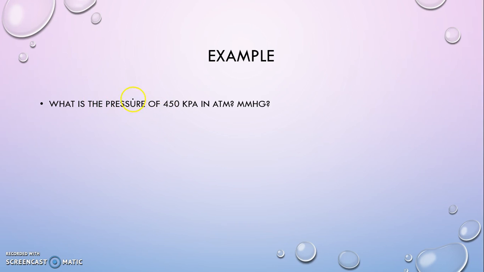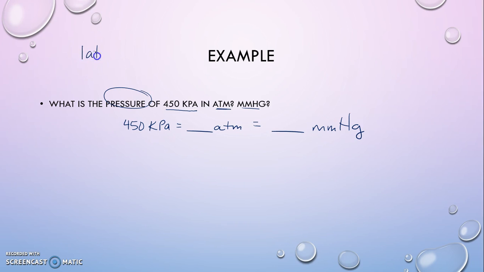It says, what is the pressure of 450 kilopascals in atm? So we need to go from 450 kPa to atm, and then they want us to go to mmHg. You have it written on your paper. We know that one atmosphere is equal to 101.325 kilopascals, which is also equal to 760 millimeters mercury. So we're going to use those conversion factors to get there.